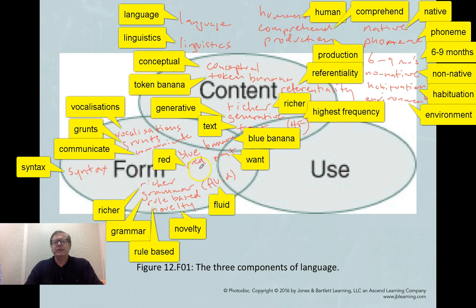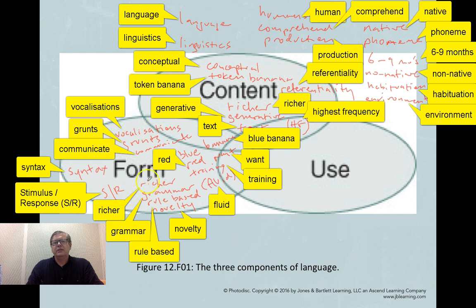But caveat emptor here, there is a huge amount of training required to do that with a chimp. It's not something that happens spontaneously. It's not something that happens generatively. It's really more of a stimulus-response association that we see in the chimp compared to the human.